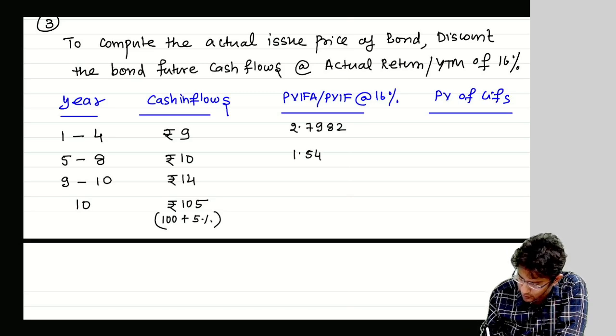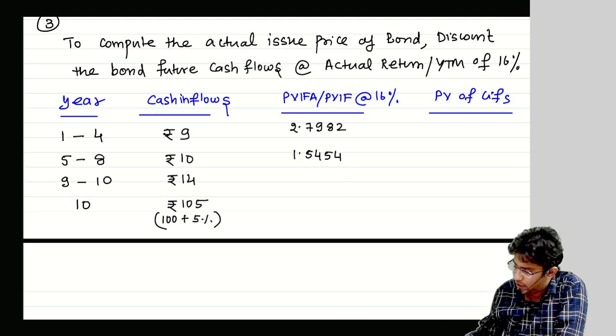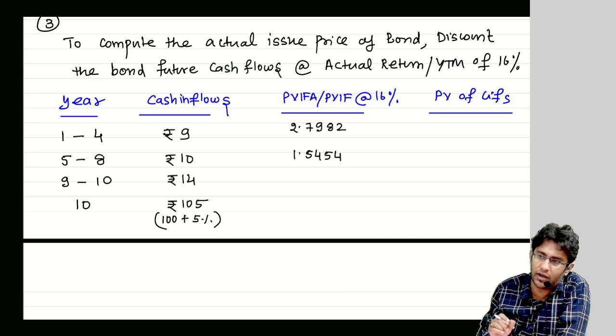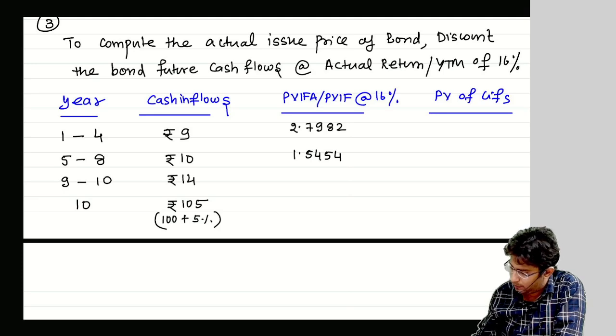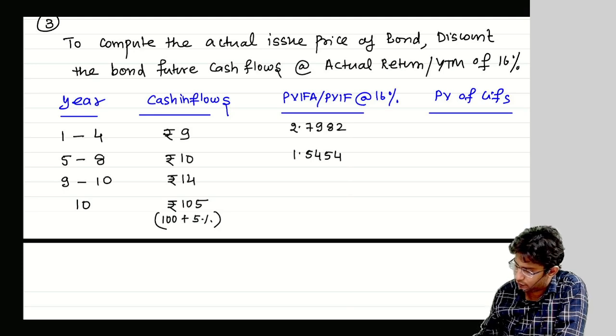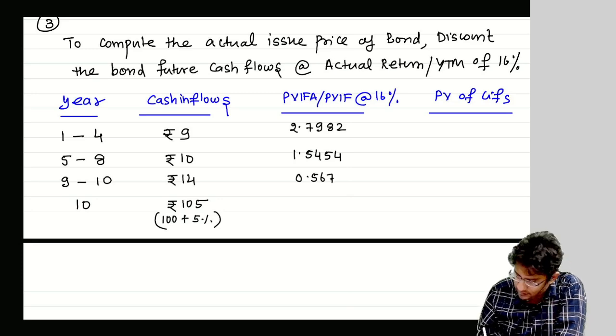1.5454. Next, I want the 9 to 10 annuity factor, that is, the summation of the PV factors of the 9th year and 10th year. 1 divided by 1.16, first year, second year, third year, fourth year, fifth year, sixth year, seventh year, eighth year I don't want. Now next year I want the 9th year is equal to M plus, one more is equal to M plus MRC. 0.568.